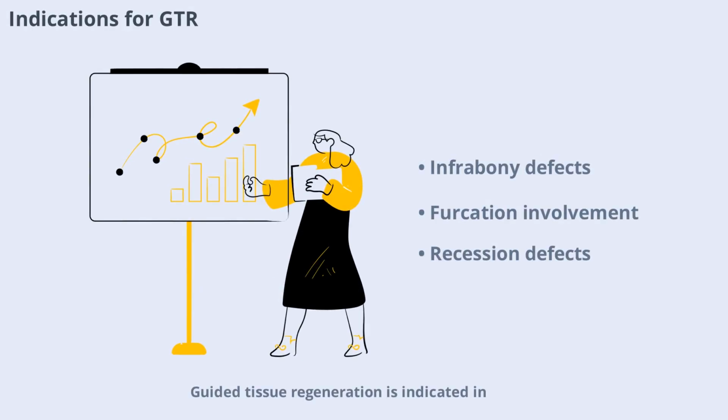Guided tissue regeneration is indicated in specific periodontal defects where regeneration is possible. These include narrow 2- or 3-wall infrabony defects, circumferential defects, Class II furcation defects, and certain recession defects. The selection of cases is critical for achieving successful outcomes, as not all periodontal defects are suitable for GTR. Proper diagnosis and defect assessment are essential steps before proceeding with this regenerative approach.